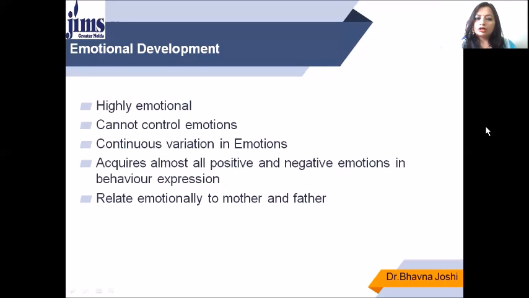Then continuous variation in emotions is there. The child acquires almost all positive and negative emotions in behavior expressions. When the child is happy, he will laugh, he will laugh like anything. And if a child is having some pain or he is hungry, he will cry. So he acquires almost all negative and positive emotions at this particular stage, and then relates emotionally to his father and her mother.